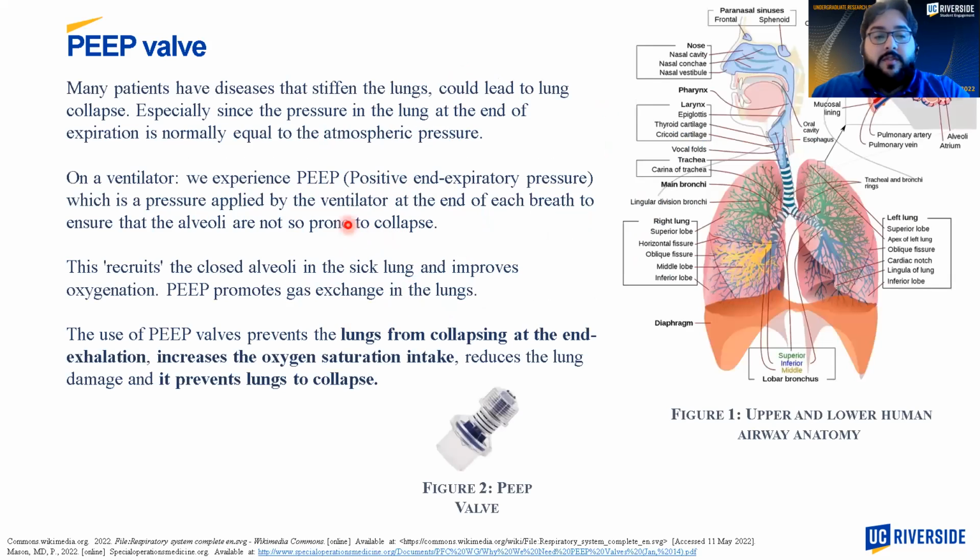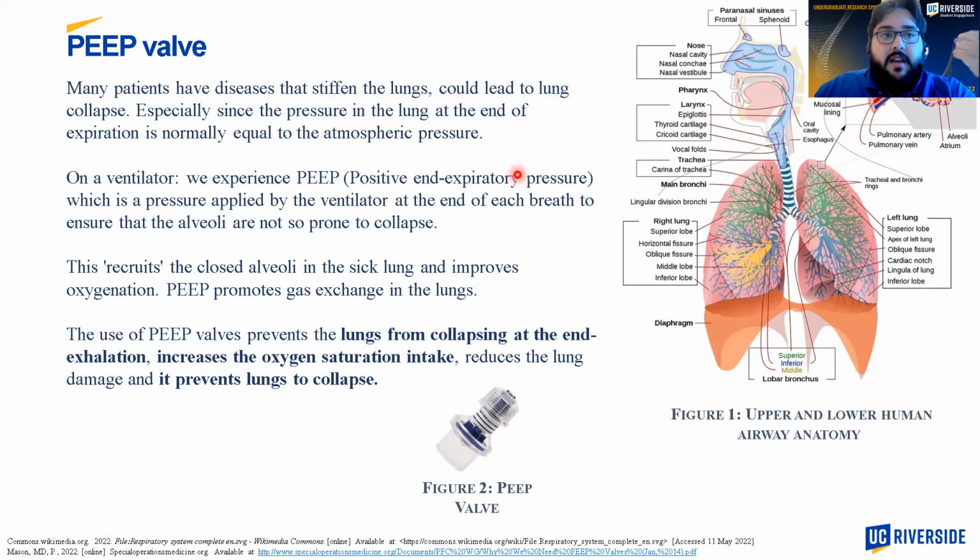And one part of the solution is the PEEP valve. So many patients come into the hospital with stiffened lungs due to many diseases that cause that. It's found that in medical ventilators, we experience PEEP, which stands for positive end-expiratory pressure, which means that when you exhale, usually when you breathe normally outside of a medical ventilator, the air pressure inside your lungs is equal to the air pressure outside, which is the atmosphere.